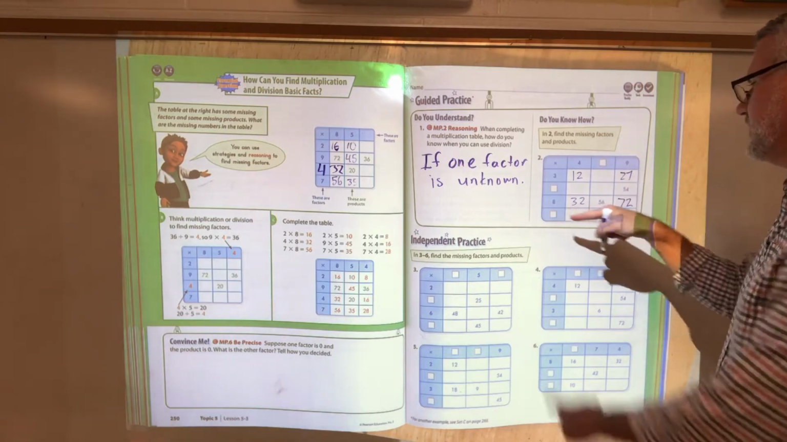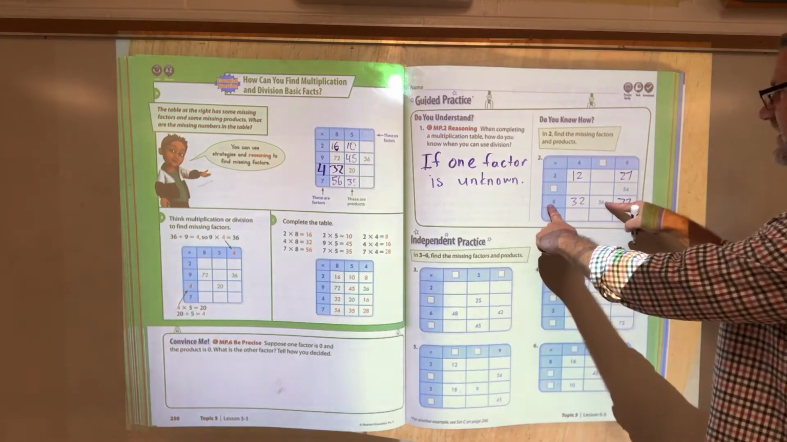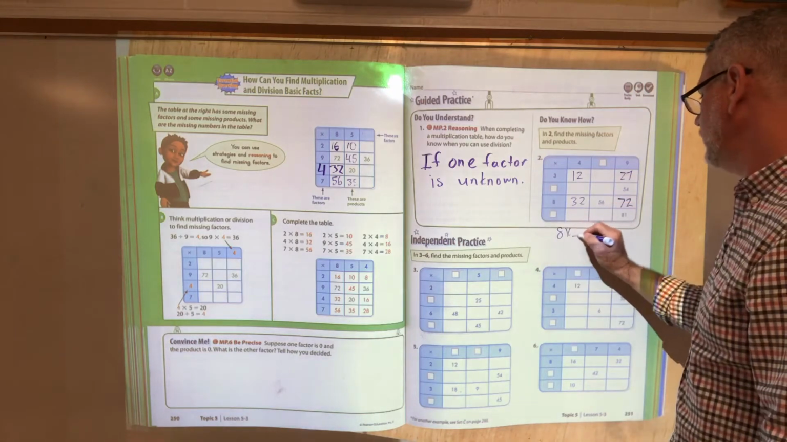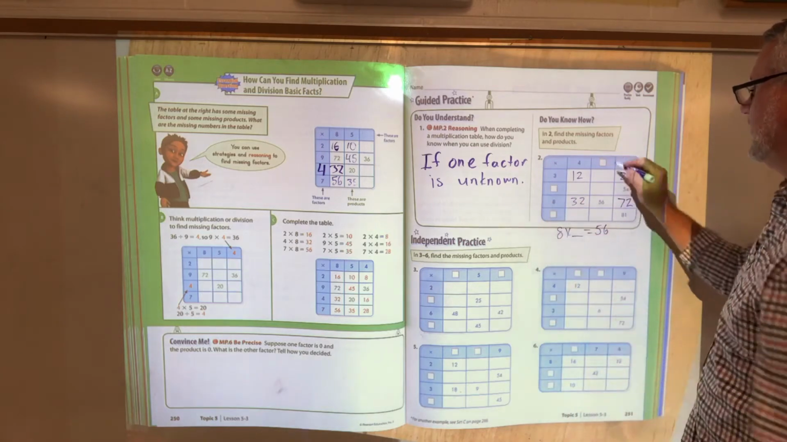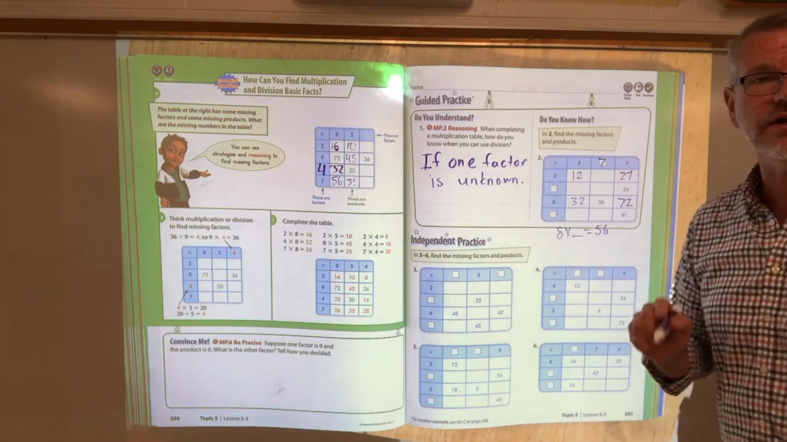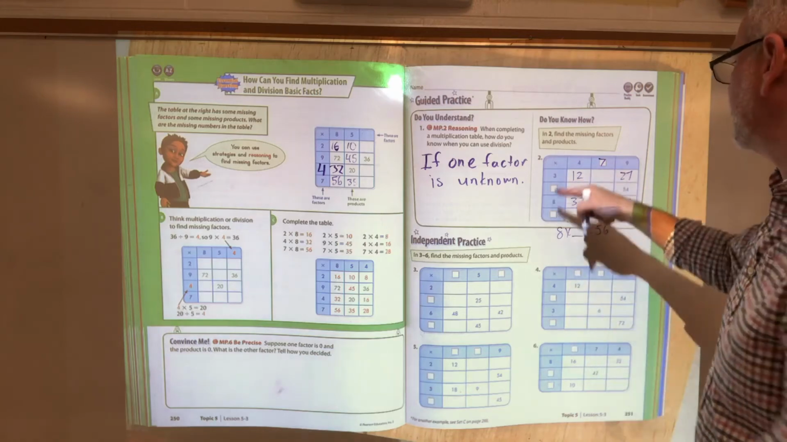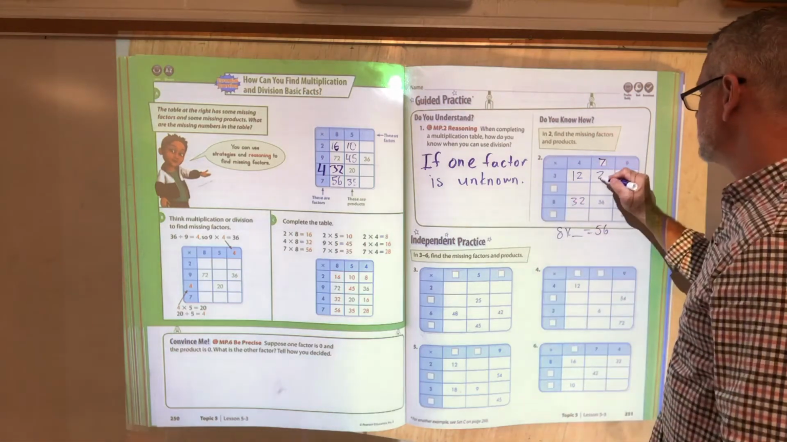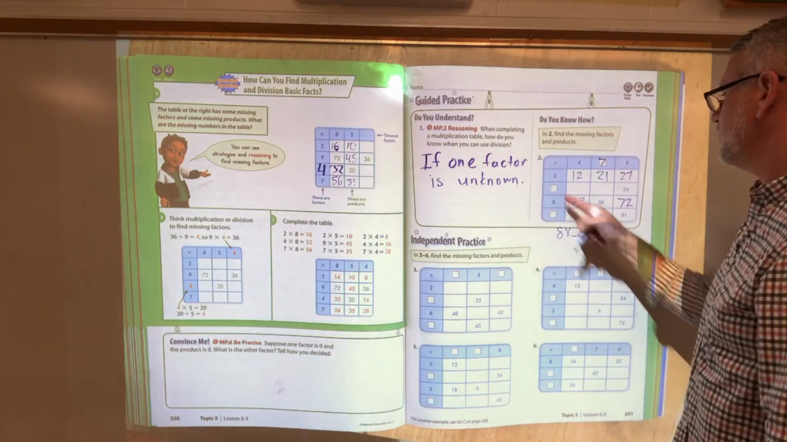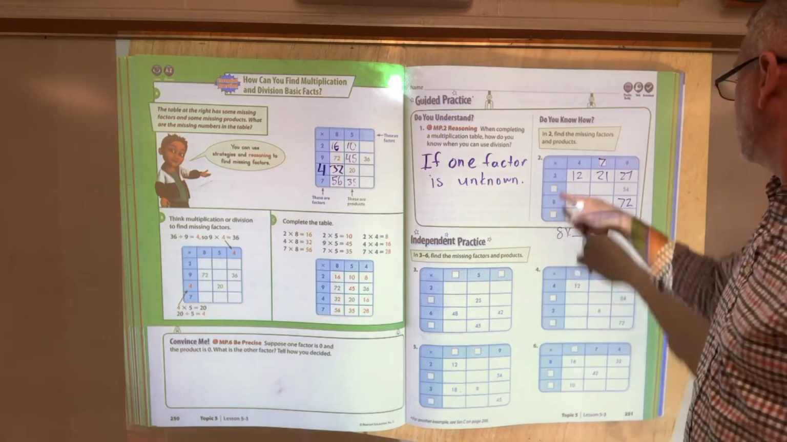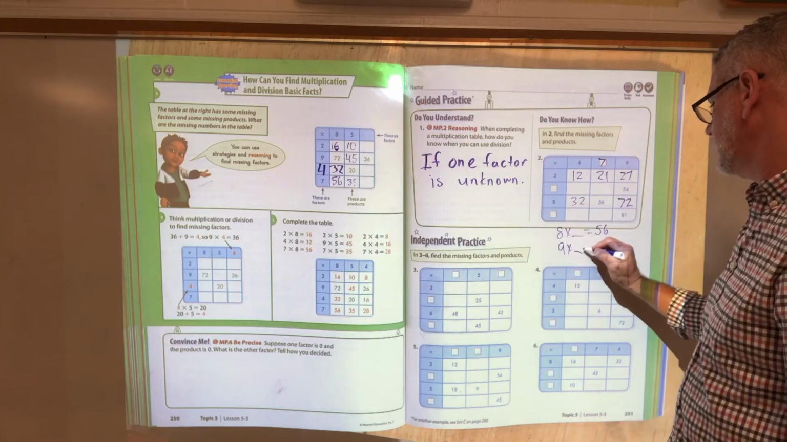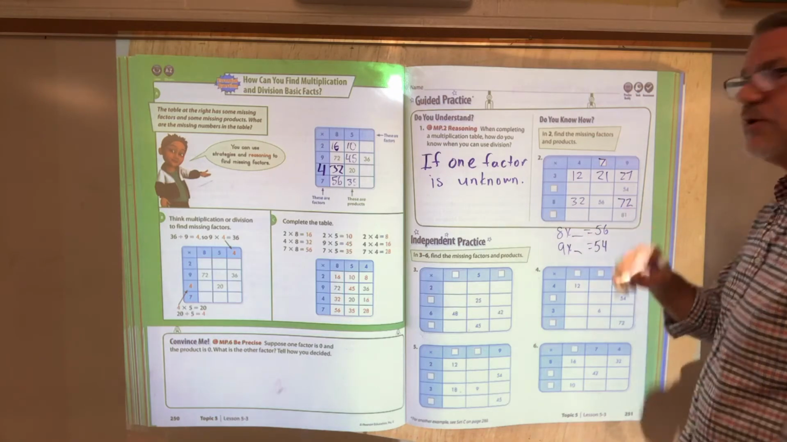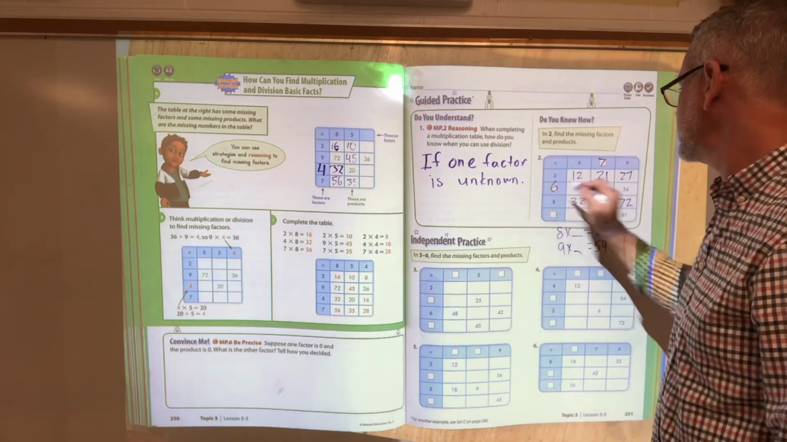No, actually we can't. I'm sorry. 8 times what equals 56? And that's going to be a 7. So now we know that factor is a 7, and we can fill this in. 3 times 7 is 21. But we don't know this. What we do know is something times 9 equals 54. And if you go back and think about it, the answer is 6.